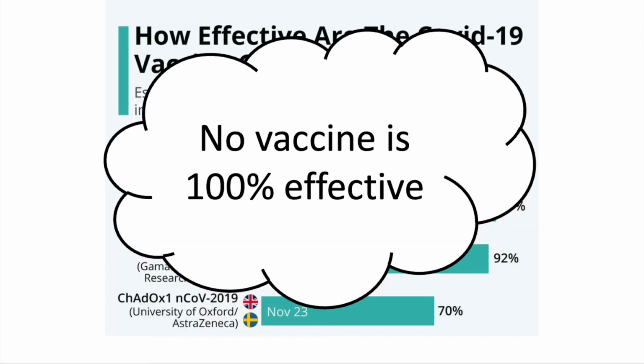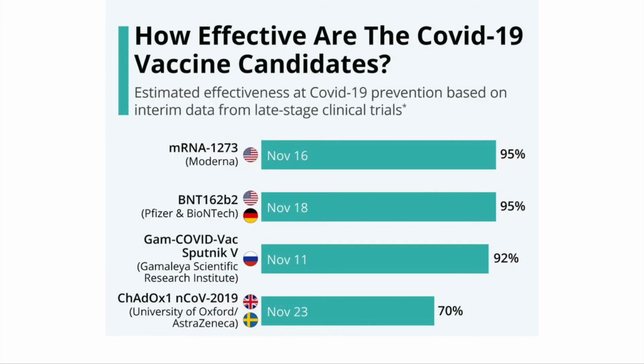There are some negatives, but these negatives do not outweigh the positives of vaccinations. Not all vaccines are 100% effective. These are the new COVID vaccines, with the Moderna, the Pfizer, and the Sputnik 5 vaccines being above 90% effective, and with the AstraZeneca vaccine being 70% effective. However, this will prevent deaths and transmission of the disease within a population.